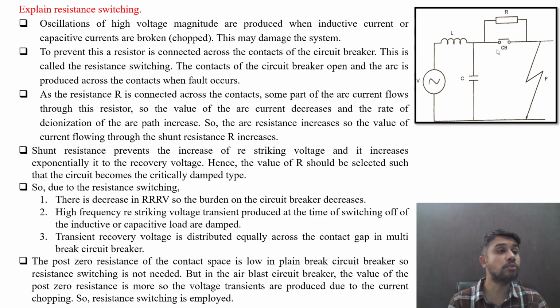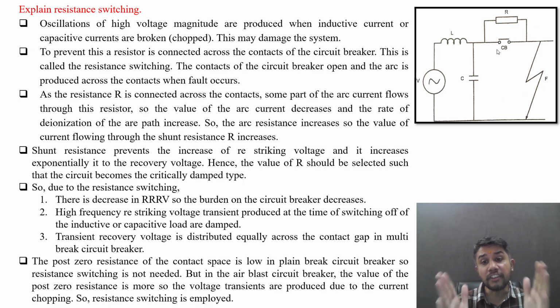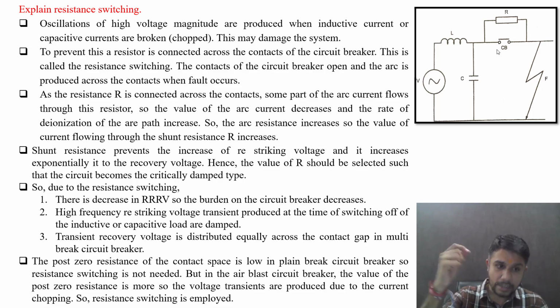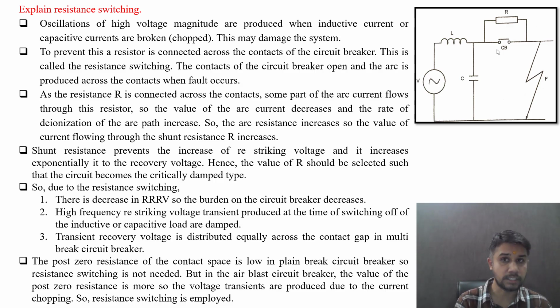The post-zero resistance, that is, after the fault current quenching, the post-zero resistance of the contact space is low in plain break circuit breaker. So resistance switching is not needed in that case. But in case of air blast circuit breaker, the value of the post-zero resistance is more compared to that. So the voltage transients are produced due to the current chopping and hence the resistance switching is employed for the air blast type circuit breaker.